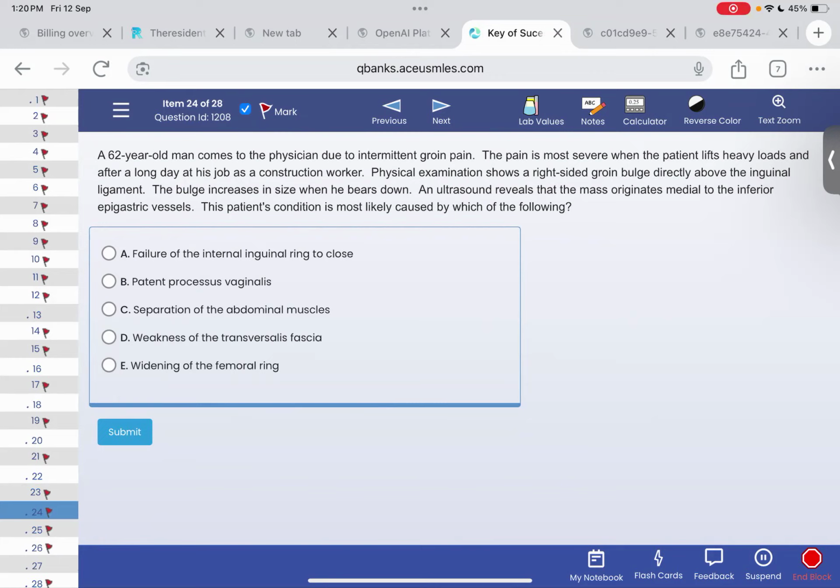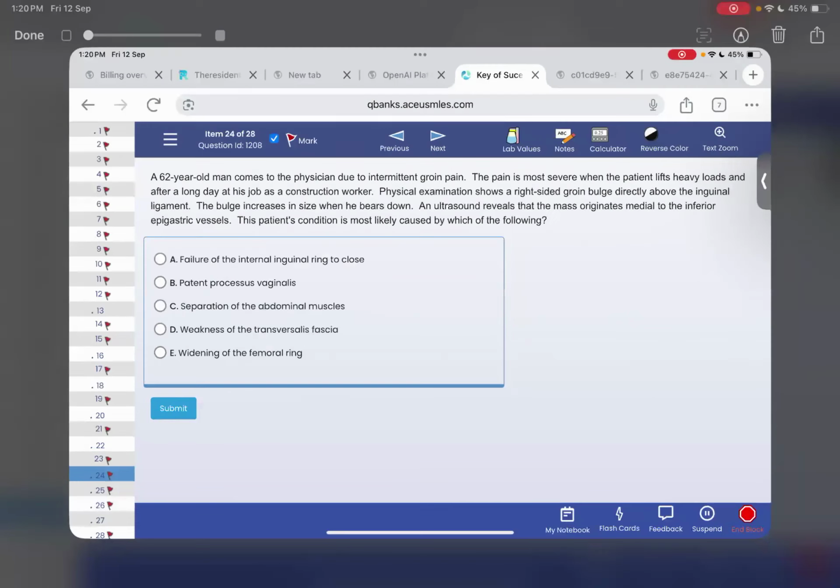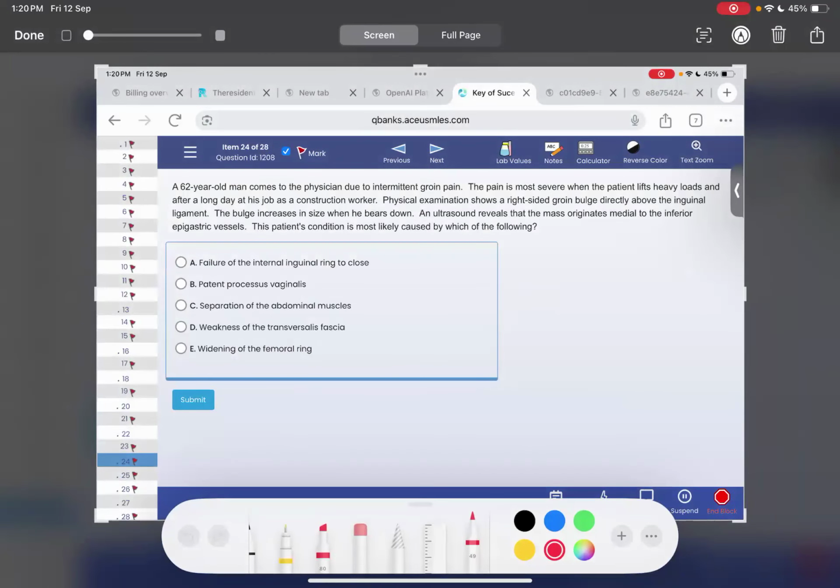Failure of the internal inguinal ring to close, patent processus vaginalis, separation of the abdominal muscle, weakness of the transversalis fascia, widening of the femoral ring. Let's discuss the hernias.